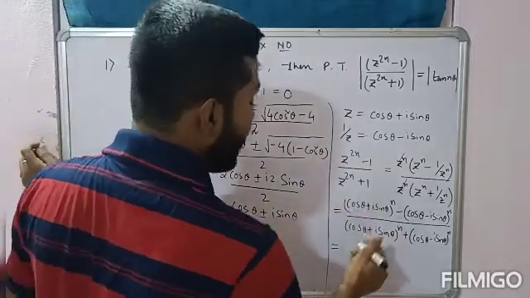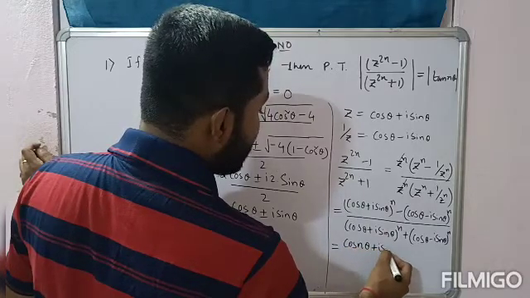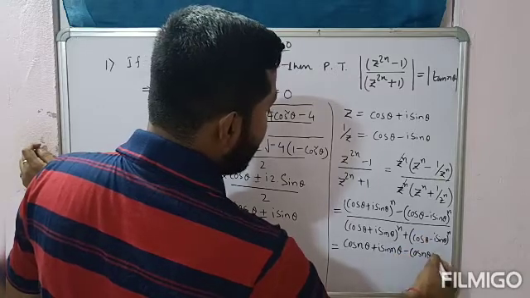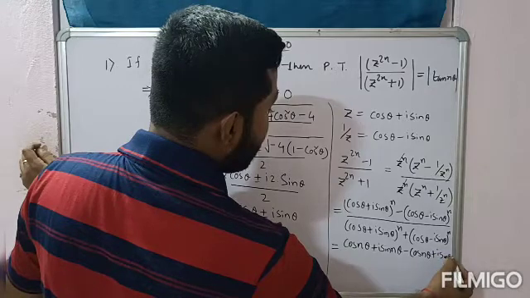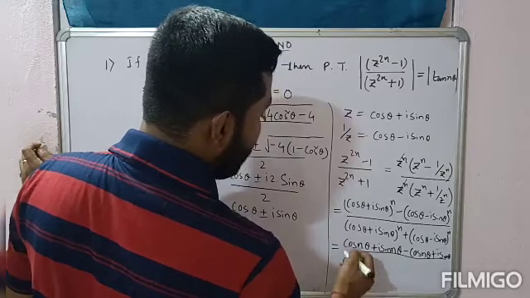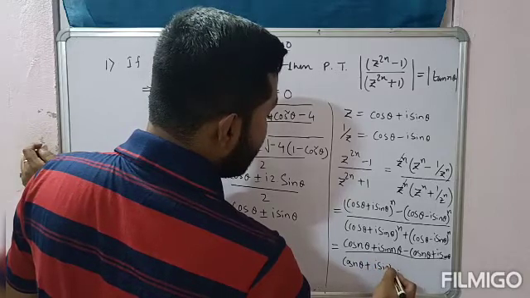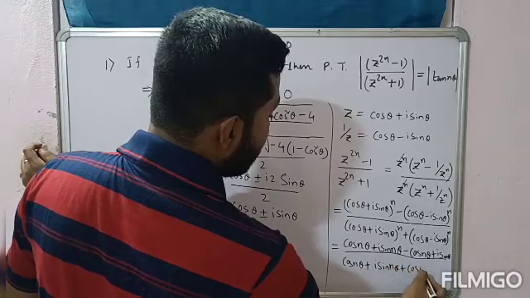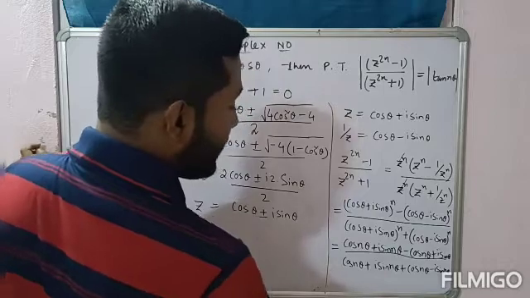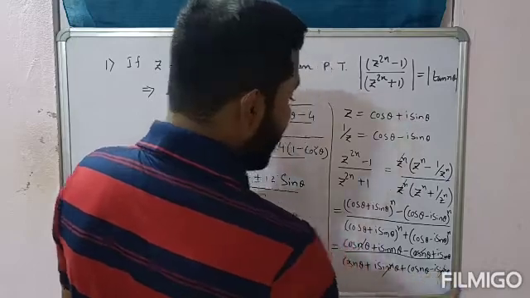So (cos theta plus I sin theta) whole thing to the power n can be written as cos n theta plus I sin n theta minus (cos n theta minus I sin n theta), divided by, in the denominator, if we use the same theorem, De Moivre's theorem, it will be cos n theta plus I sin n theta plus again cos n theta minus I sin n theta. So from the numerator we can cancel cos n theta, from the denominator we can cancel I sin n theta.